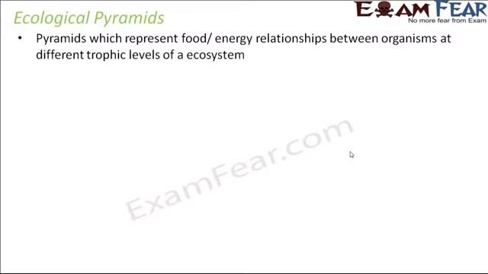So now we are going to introduce a new concept of ecological pyramids. So what are these ecological pyramids? They will talk about how the energy changes from one trophic level to another. Not only energy, but how biomass changes, how the population of organisms changes from one trophic level to another. So these pyramids represent the food or energy relationships between organisms at different trophic levels of an ecosystem.